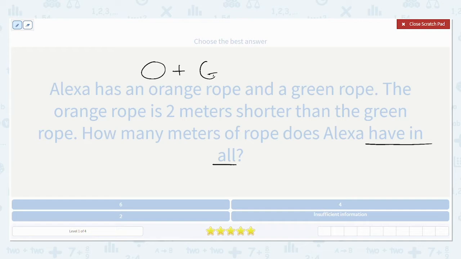Suppose that the green rope was 10 meters long. Then the orange rope would be 8 meters long. Alternatively, if the green rope was 20 meters long, the orange rope would be 18 meters long. We don't know if it's one of those values or something else entirely because we don't know how long the green rope is. We just don't have enough information to answer this question.